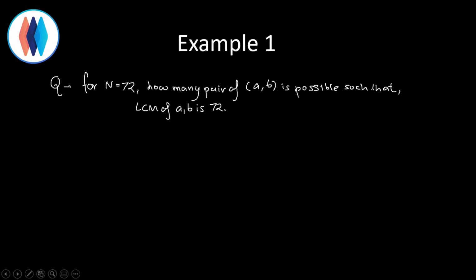Okay, guys. In this question, we have to find pairs of A and B such that the lowest common multiple for A and B is 72. Now, to solve this question, we need to use the same method that we saw in the last video, which talks about how you find the common multiples.